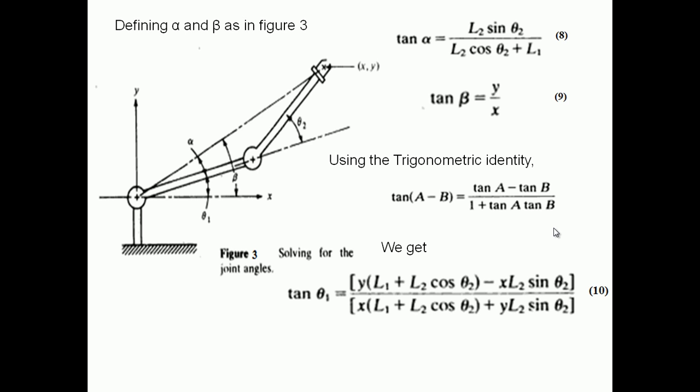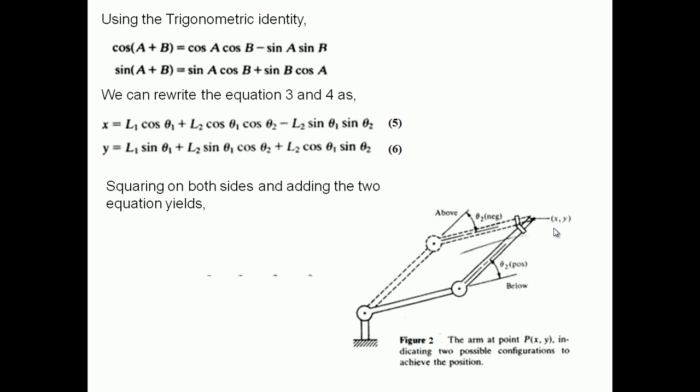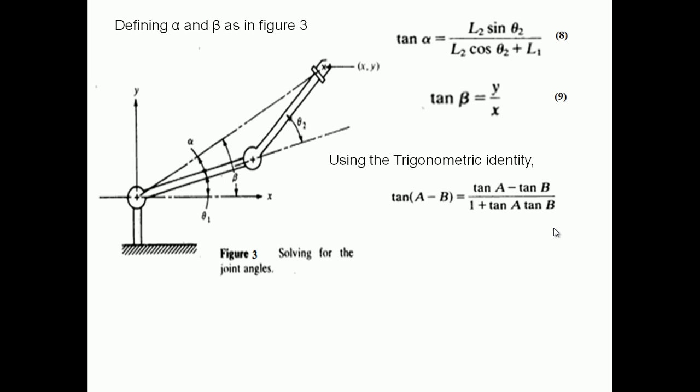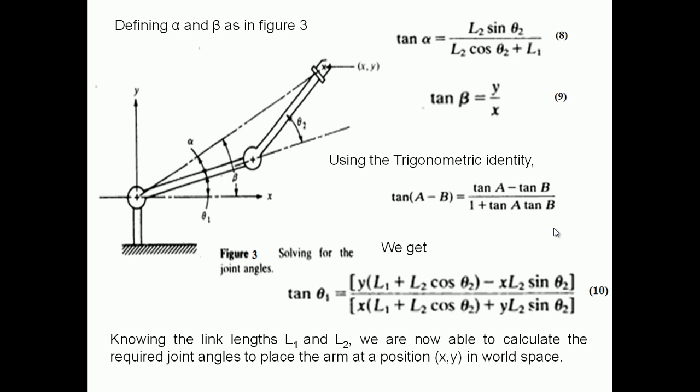So in this way you can calculate theta 2, that is the joint angle with respect to link 1 and link 2, the link 2 angle with respect to link 1. Similarly, you can calculate theta 1, which is the angle made by link 1 with respect to the horizontal axis x. So knowing the link lengths L1 and L2, we are now able to calculate the required joint angles to place the arm at a position x comma y in space.